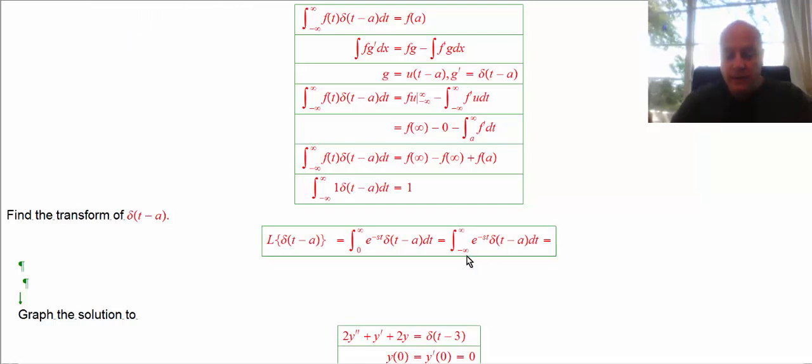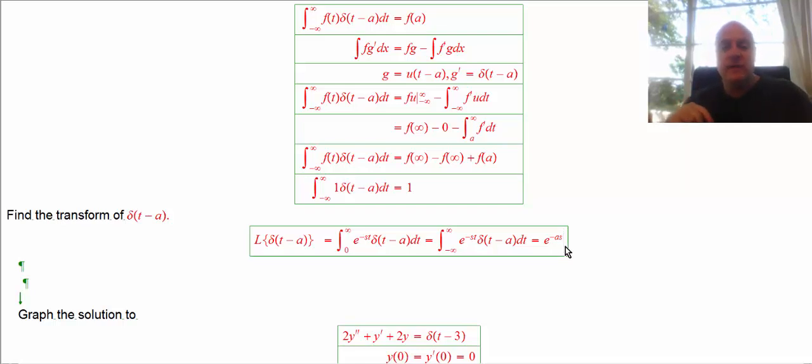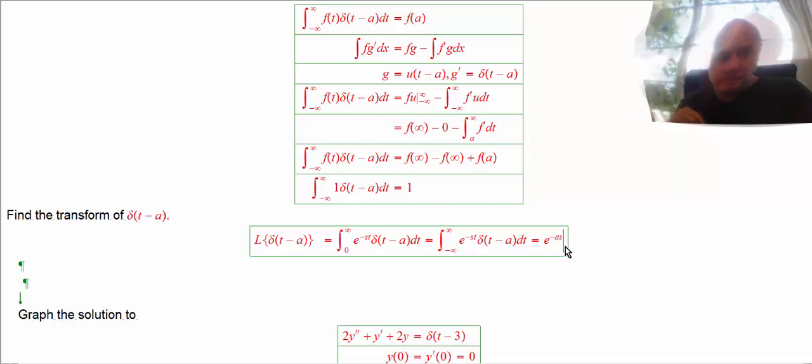Well, now I'm integrating from negative infinity to infinity a function times the Dirac delta function. I'm going to go back to the property that we proved here, where the f is the e to the minus st. That should just be equal to the function evaluated at a. That's the property that we proved. So make t equal to a, and I'm done. The Laplace transform of the Dirac delta function is e to the minus sa.